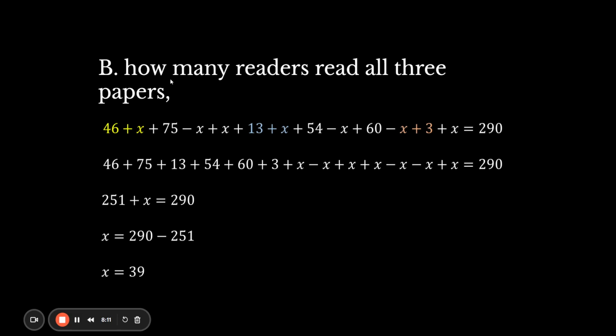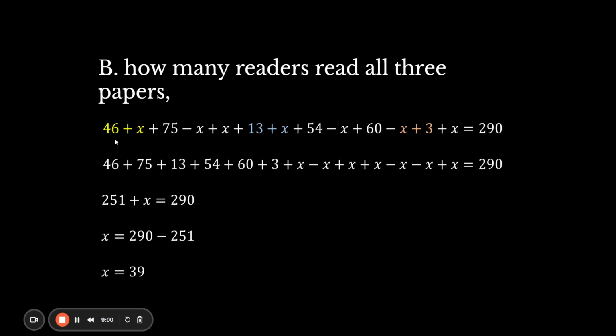So the question now is, how many readers read all 3 of the papers? Remember, we have 46 plus X for those that read only Daily Times. We have 75 minus X for the intersection between Daily Times and Guardian. Then we have X, the one in the middle. Then we have 13 plus X for Guardian, and 54 minus X as the intersection between the two. Then we have 60 minus X, and again 3 plus X for Punch. We equate it to our universal set. This is going to give us the value of X for those that read all 3 of them.